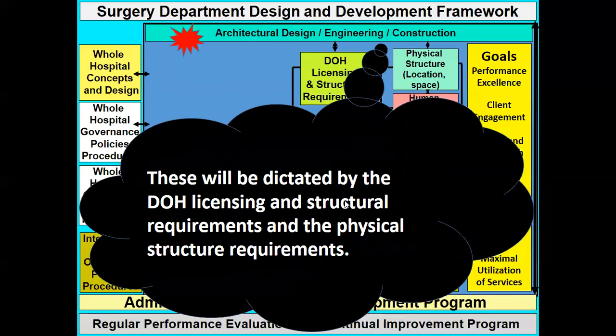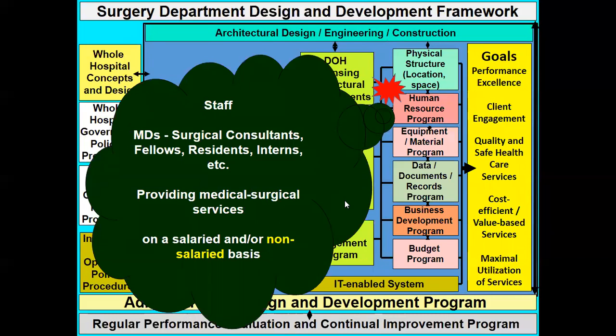Architectural design, engineering, and construction. These will be dictated by the DOH licensing and structural requirements and the physical structure requirements. Human resource program or staff. This consists of MDs or physicians, surgical consultants, fellows, residents, and interns, etc., providing medical surgical services on a salaried and/or non-salaried basis.